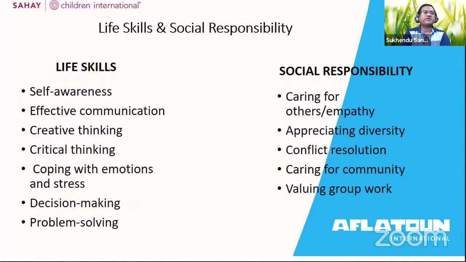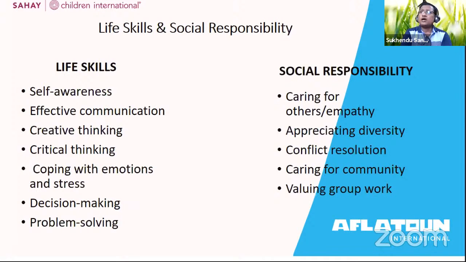So these are the life skills: self-awareness. I mean, every child needs to understand his or her strengths and weaknesses. Effective communication. We want to make them in such a way that every child can effectively communicate in his or her family, in the community, in the society, in schools, and everywhere. Creative thinking and critical thinking, coping with emotions and stress. The coping with emotions and stress is very much essential considering the current COVID situation. We are also teaching them decision making and problem solving. So here are the 7 life skills, which are very common life skills for the smooth running of any individual's life. And the other part is social responsibility.